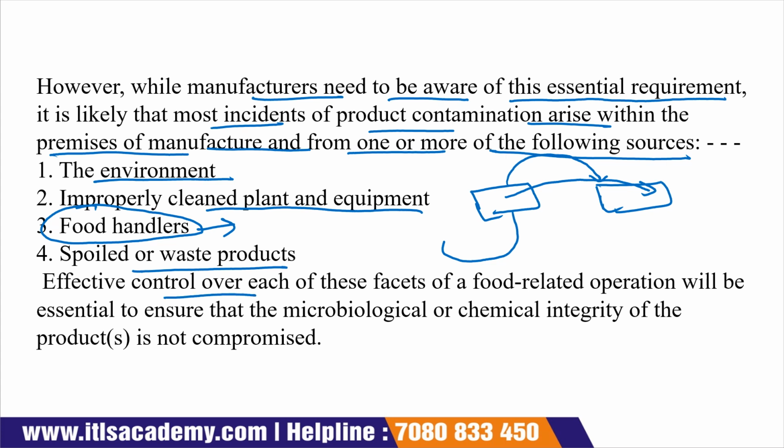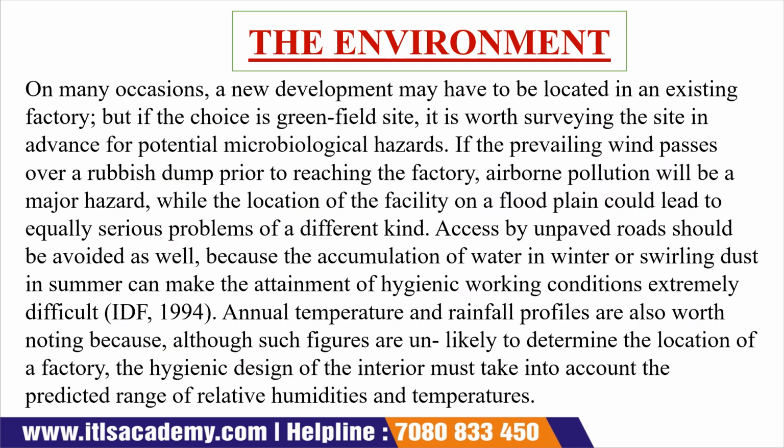contamination. Effective control over each of these aspects of the food-related operation will be essential so that it will ensure that the microbiological or chemical integrity of the product is not compromised. Okay, so the microbiological or chemical integrity of the product must not be compromised, because when it is compromised, then ultimately it will lead to contamination, and when the contamination occurs, then it will ultimately affect the health of human beings. Now the first one that we are going to discuss is about the environment sources.